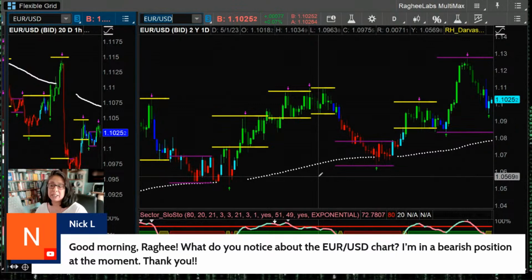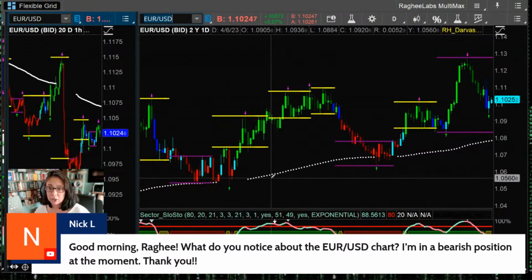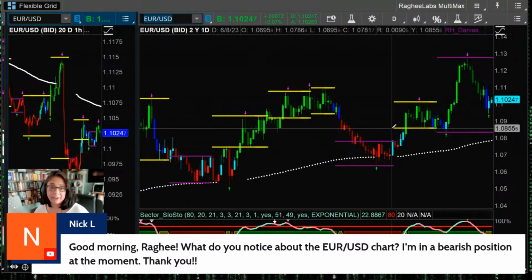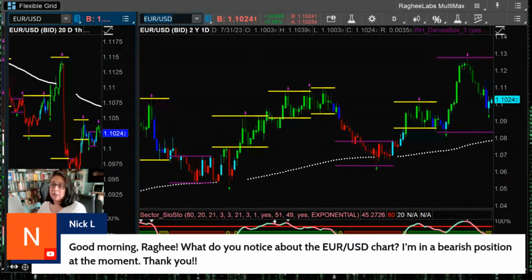Now, this looks different than the 6E, but directionally they're the same. If you're looking for specifically a Euro US setup, I would say if you want to be a little bit more patient, wait for the Darvis support. That's the automated support and resistance, or wait for the 200. That's what I would look at. So if you want to be bearish on the route down to that level, that's fine.